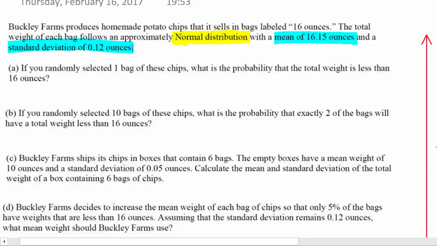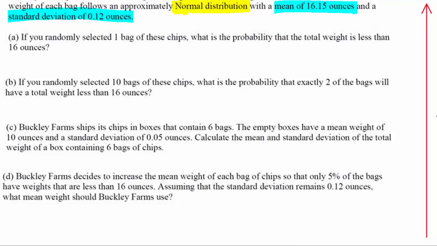Part C, Buckley Farms ships its chips in boxes that contain 6 bags. The empty boxes have a mean weight of 10 ounces and a standard deviation of 0.05 ounces. Calculate the mean and standard deviation of the total weight of the box containing 6 bags of chips. Now that combines means, and there's going to have to be some extra computation to compute the standard deviation. And last, Buckley Farms decides to increase the mean weight of each bag of chips so that only 5% of its bags have weights that are less than 16 ounces, assuming that the standard deviation remains 0.12 ounces. What mean weight should Buckley Farms use?